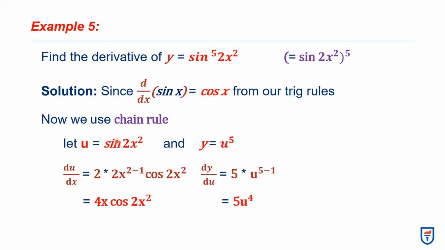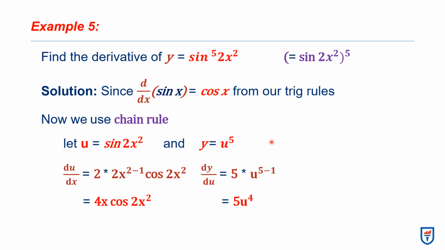Then, from our differentiation rules, the derivative of sine x is cos x. So the derivative of sine 2x squared is going to be cos 2x squared. When you multiply 2 times 2x to the power 2 minus 1 times cos 2x squared, you have 4x cos 2x squared as the derivative of our function u = sin 2x squared.